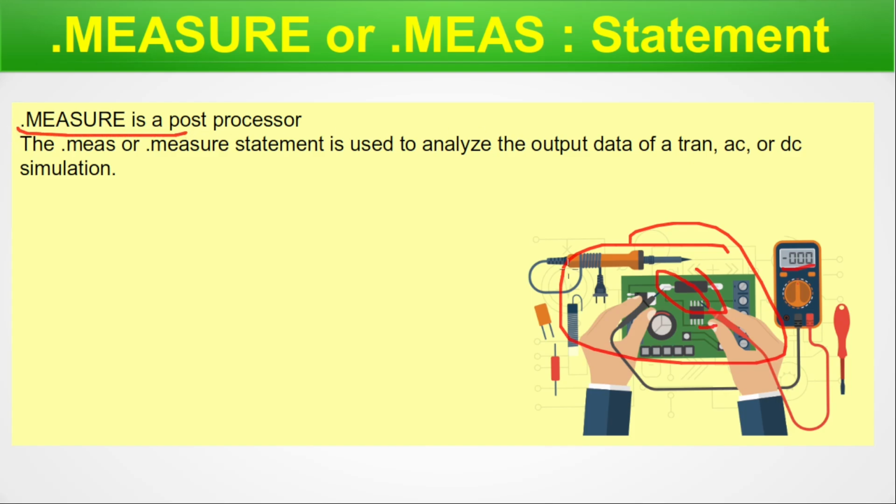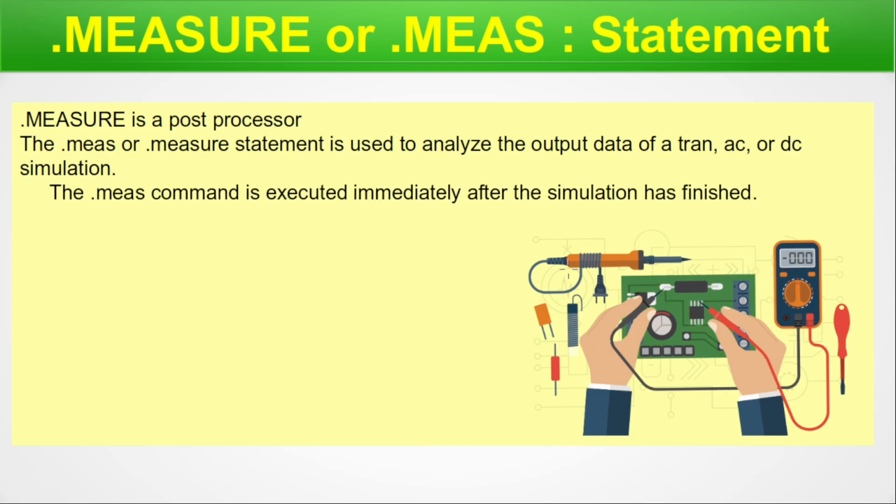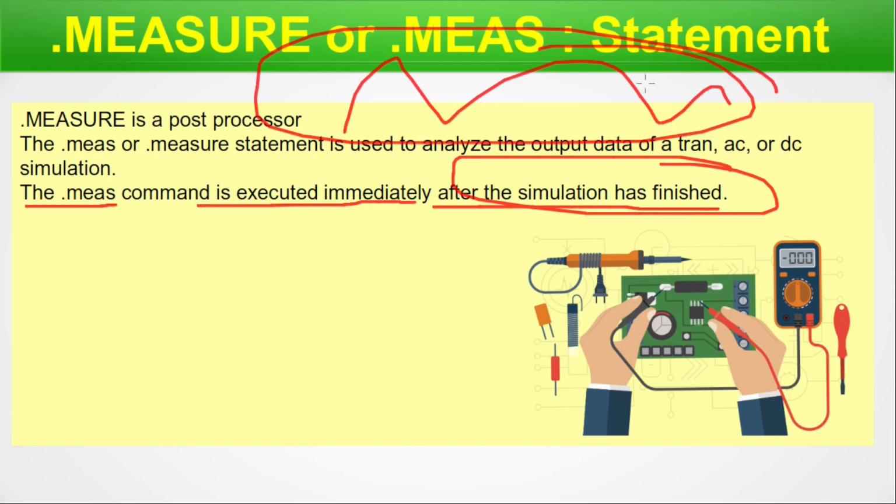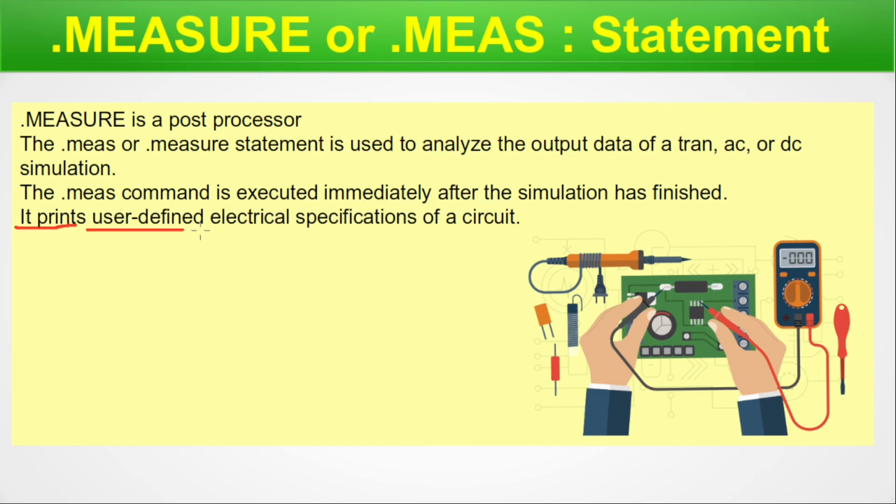Dot measure is a way of getting a fine-tuned value of what you are looking for. The dot measure command is executed immediately after the simulation has finished. So it operates once the simulation is finished and the entire waveform is saved in the DB. It prints user-defined electrical specification of a circuit. Generally, this is used for the electrical characterization.